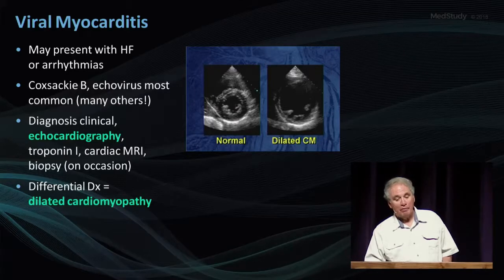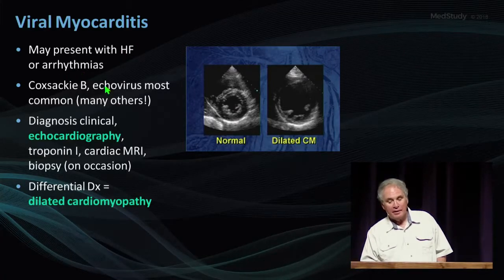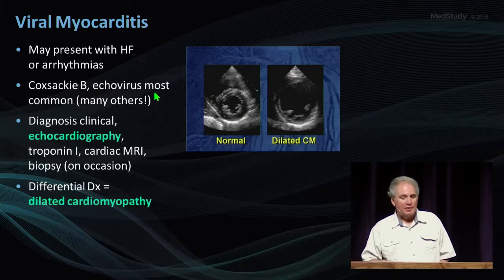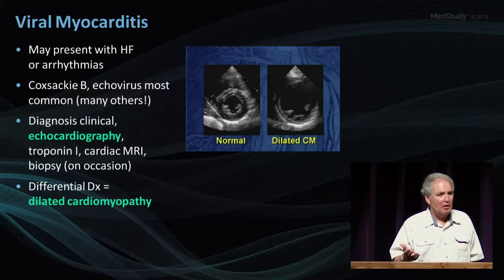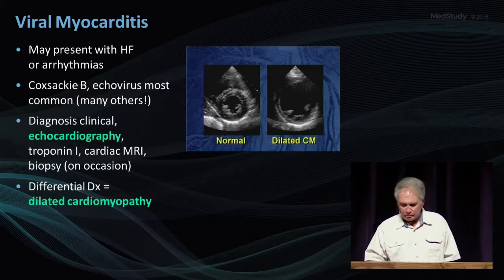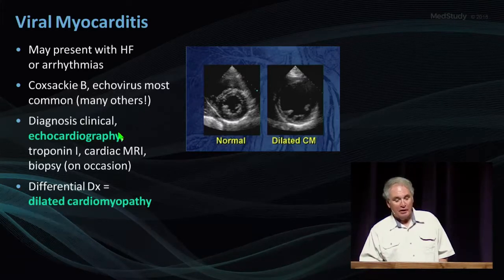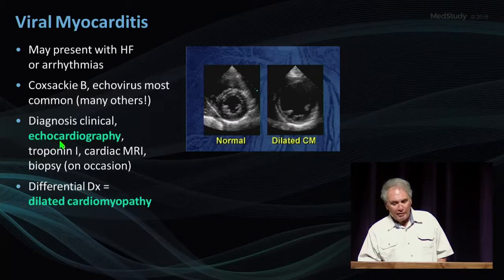These kids may present with heart failure or arrhythmias. Here's a normal left ventricle, and here's a big dilated, poorly functioning ventricle with myocarditis. The etiology of viral myocarditis can include Coxsackie-B, echovirus, but a whole list of other possible agents. The diagnosis is clinical, and echocardiography is helpful, as I showed you here.